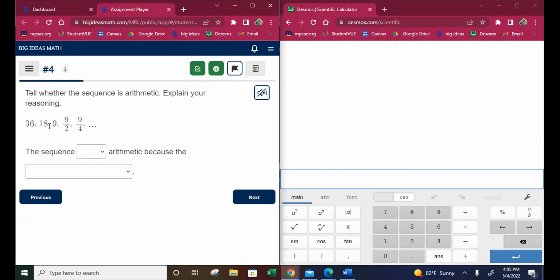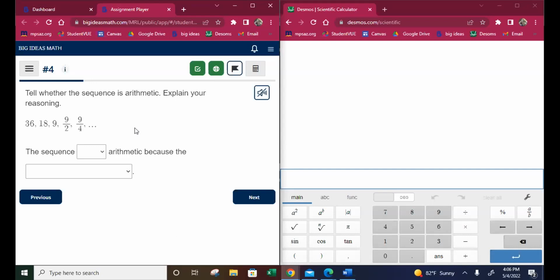Okay, so this time it's dividing by 2. I guess this wants to know if it's arithmetic again. If you subtract 18 from 36 to get 18, and then subtract 9 from 18 to get 9, you have to figure out that it is not arithmetic, like it's not going down by the same amount. It's dividing by 2, which is not the same as arithmetic. Arithmetic is only addition or subtraction. So this one is not arithmetic.